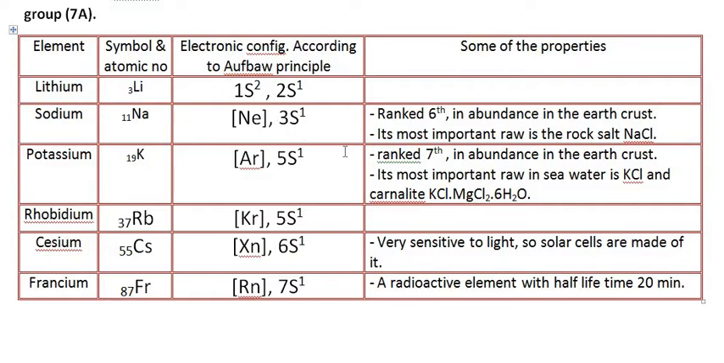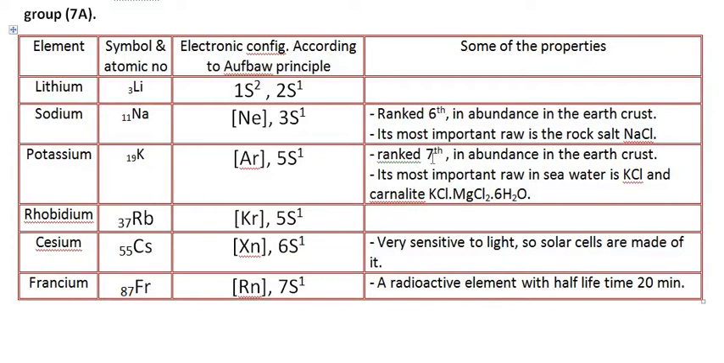Lithium, this is the smallest element here in this group. Sodium ranked the 6th in the abundance of the earth crust. It is a very important substance. It is present in table salt and called rock salt.